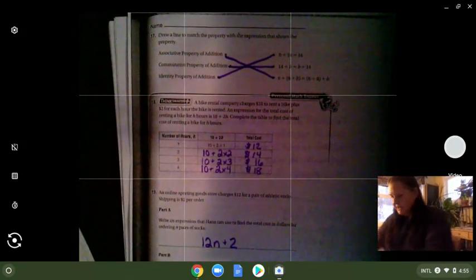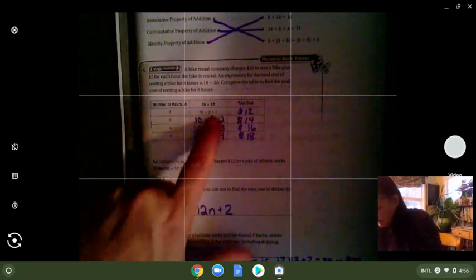All right, number 17. We're matching these up. This one right here is the identity property of addition because we're adding 0. So match that up to the bottom one. This one, we are moving the two numbers around, so it's the commutative property. Line that up with the commutative property of addition. And then finally, we're using parentheses and associating these different numbers together, so that's the associative property of addition.